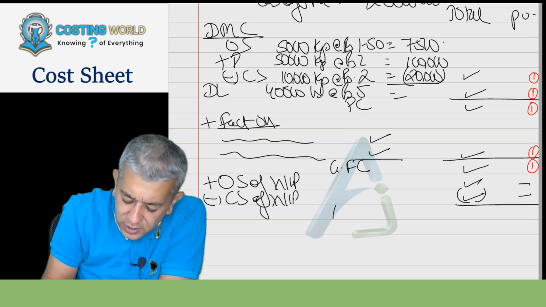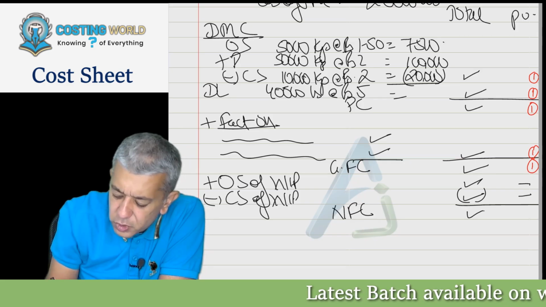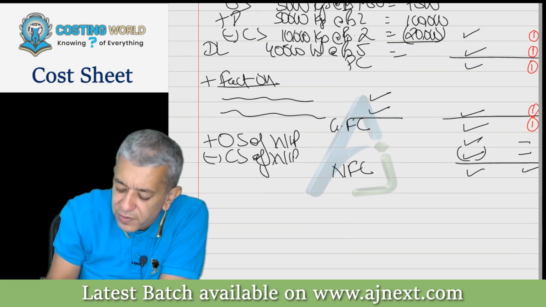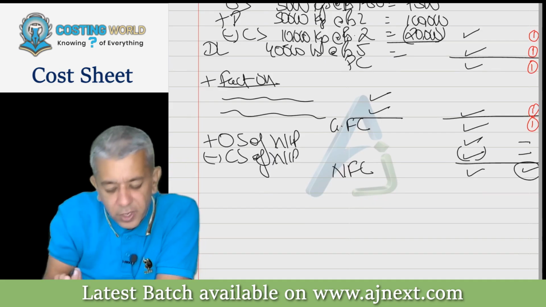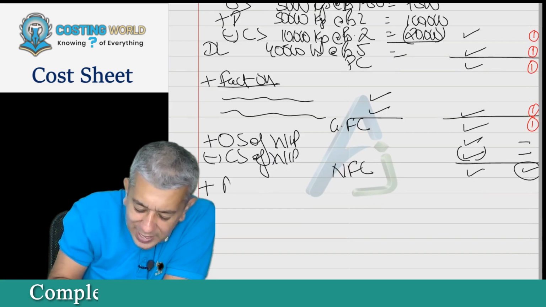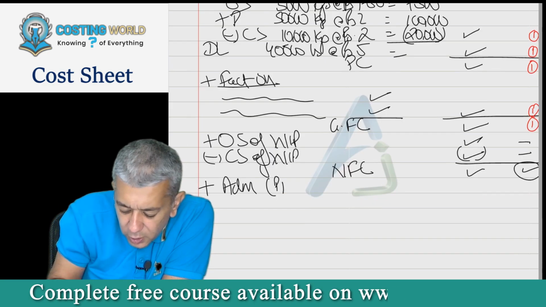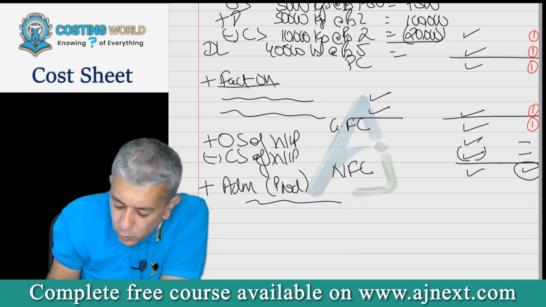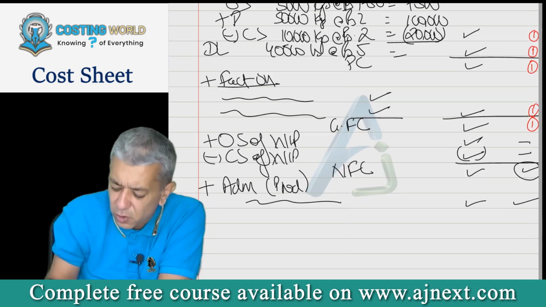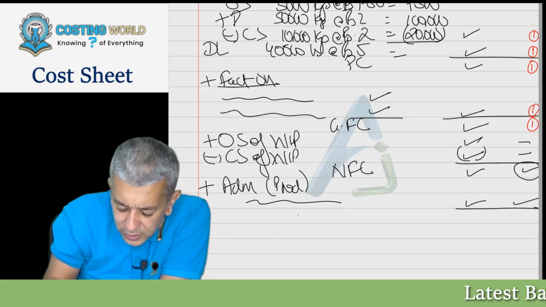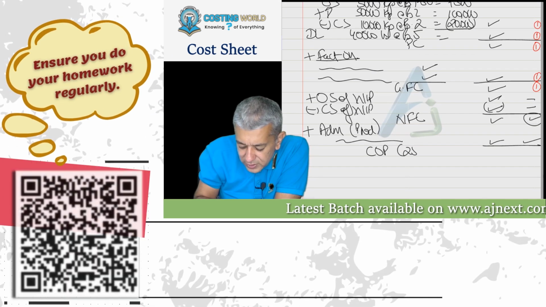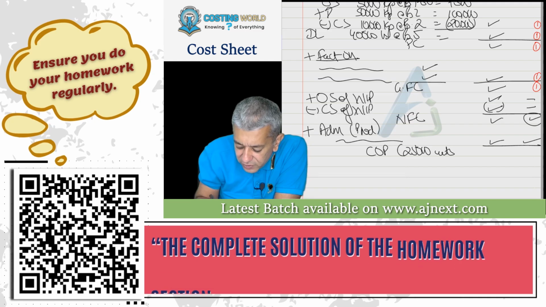This will start to give you net factory cost. Net factory cost, obviously per unit, you divide by quantity produced of finished goods. Then add administration related to production. There is one expense that you can write down directly in the inner column. Once you do that, this will give you your COP. This COP will be for 25,000 units.